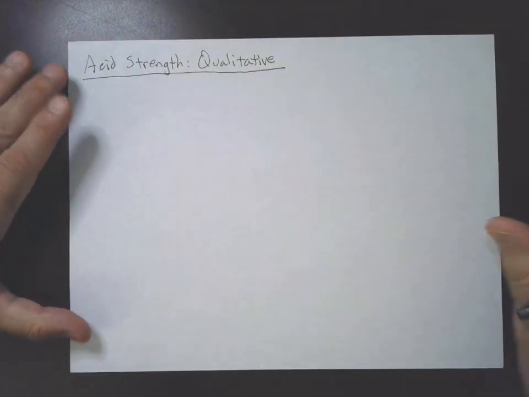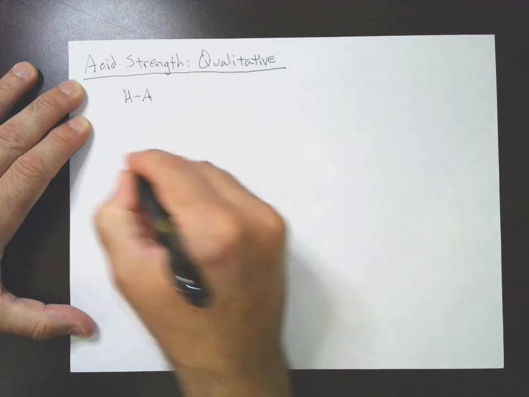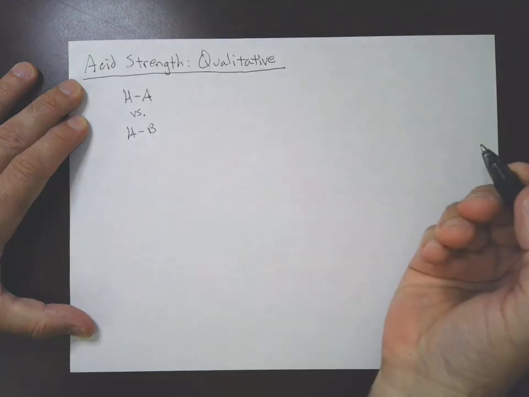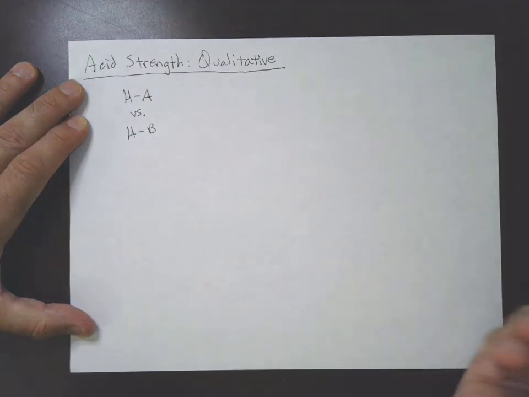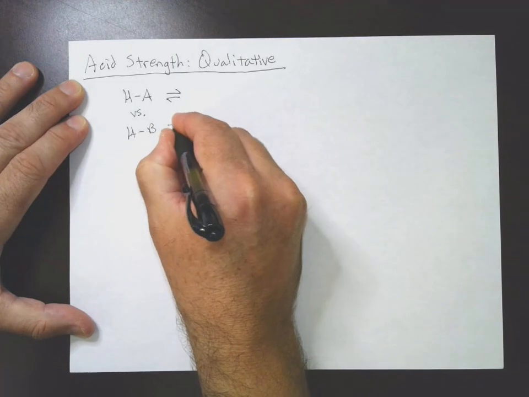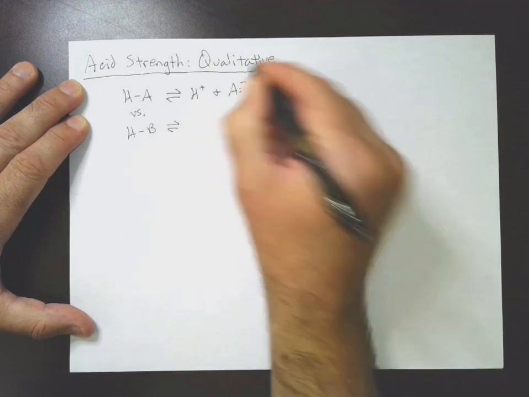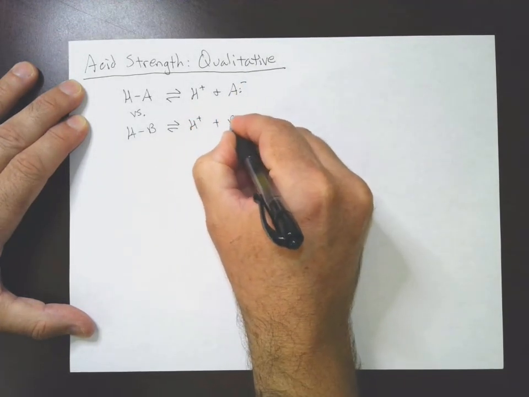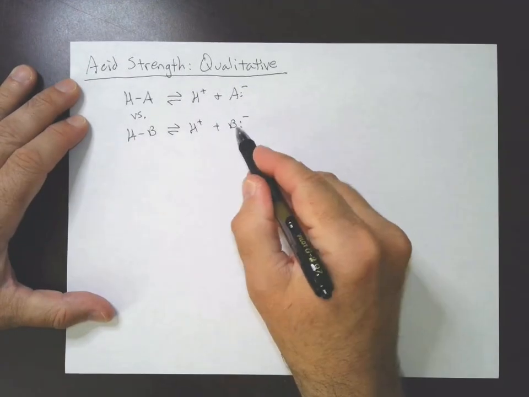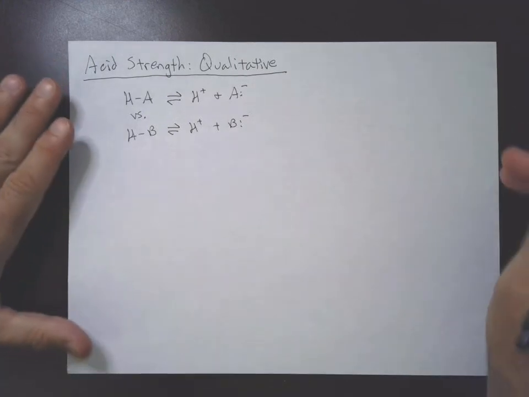So let's just take, as an example, let's say we have HA versus HB. Now the question is, which is a stronger acid? In order to answer that question, we need to look at the reaction. And what is our acid-base reaction? Well, we have dissociation to give a proton and A minus in the case of HA, or a proton and B minus in the case of HB. Now, remember, we're looking at Bronsted-Lowry acids and bases.